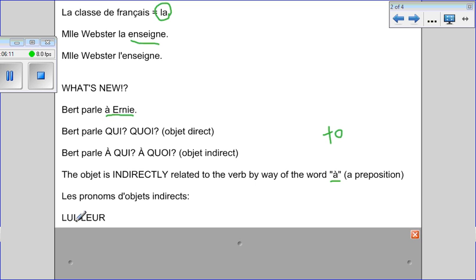So, here there are only two. Before there were four for les pronoms d'objet direct. With a pronom d'objet indirect, you have two. It's a lot simpler. Lui and leur. Awesome.